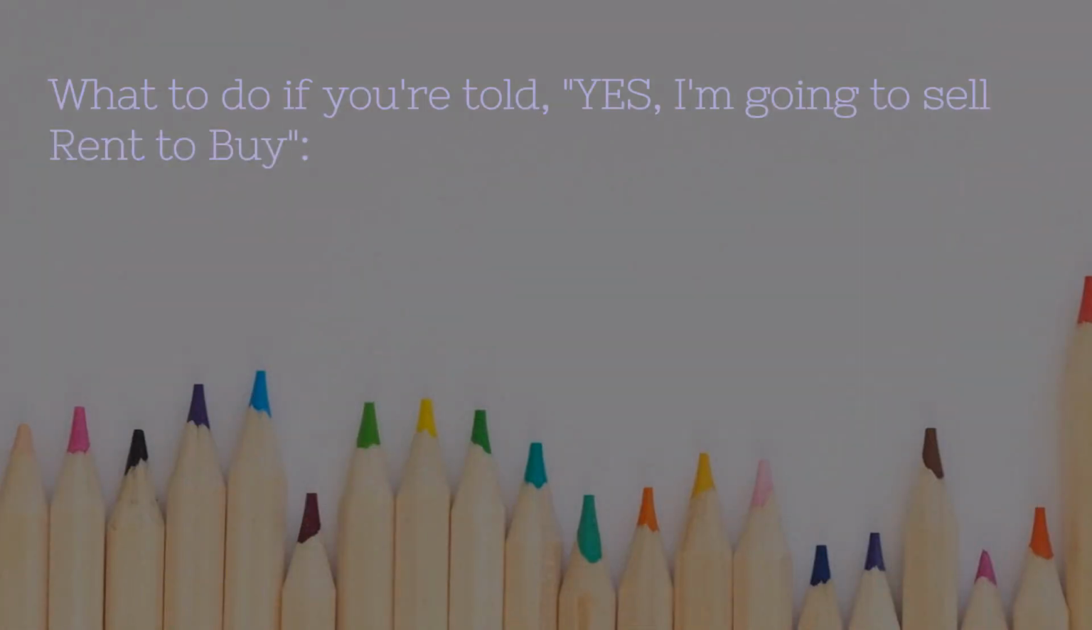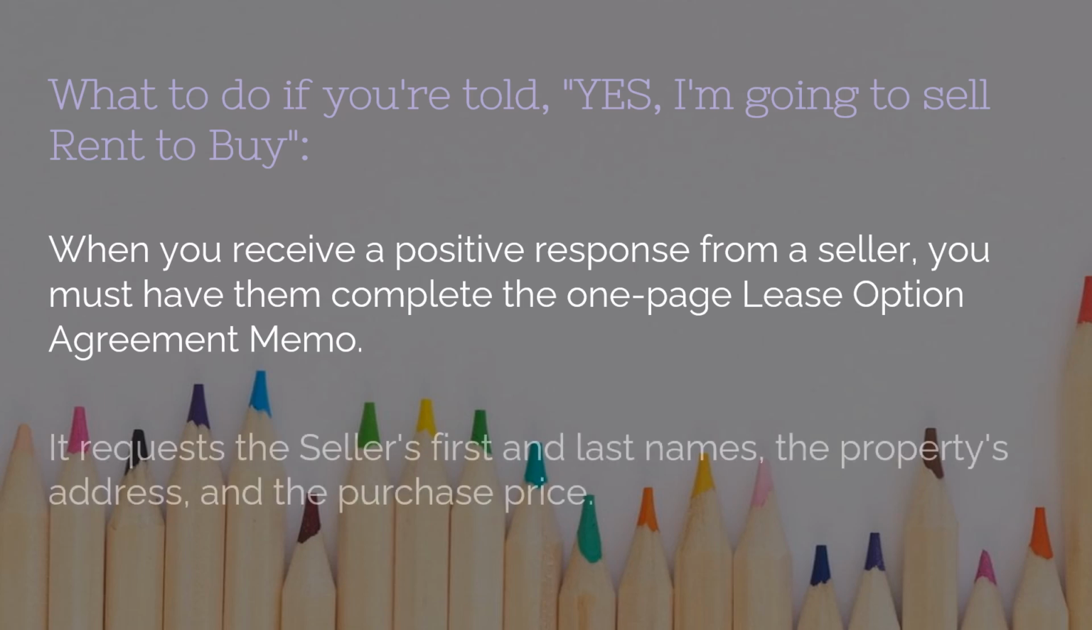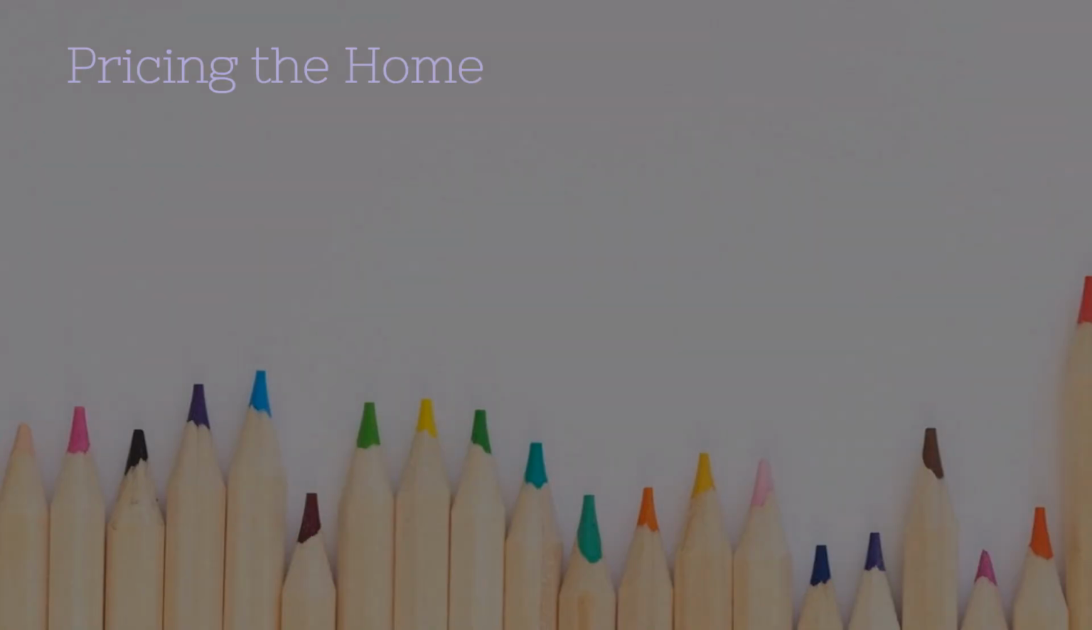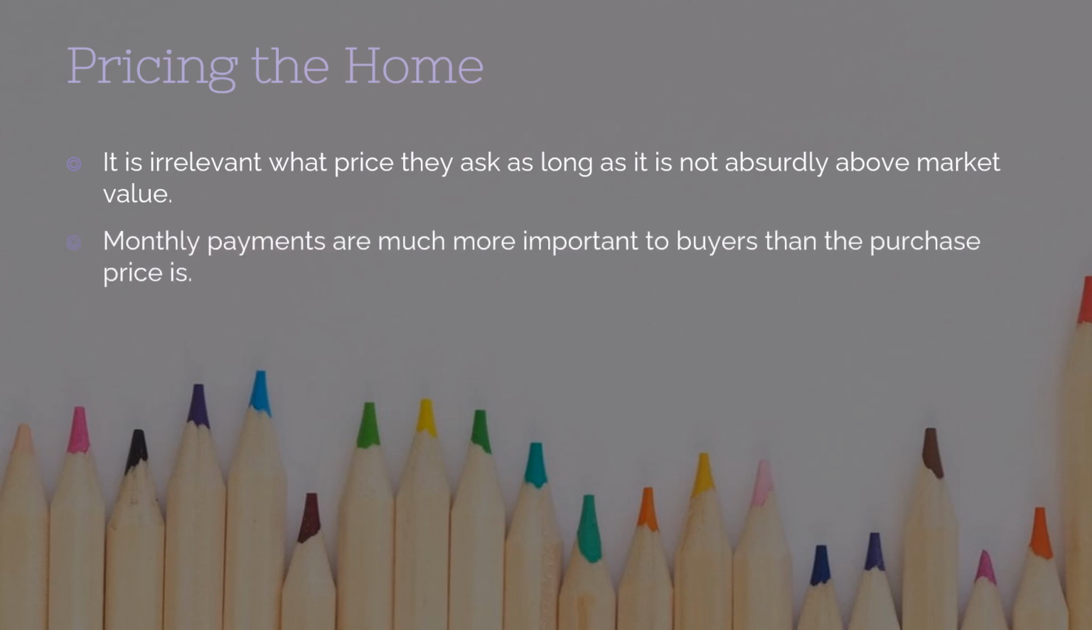What to do if you're told, yes, I'm going to sell under rent-to-own or rent-to-buy? When you receive a positive response from the seller, you must have them complete the one-page lease option agreement memo. It requests the seller's first name and last name, property address, and the purchase price. Pricing the home: it's irrelevant what price they ask as long as it's not absurdly above the market rate. Monthly payments are much more important to the buyers than the purchase price.